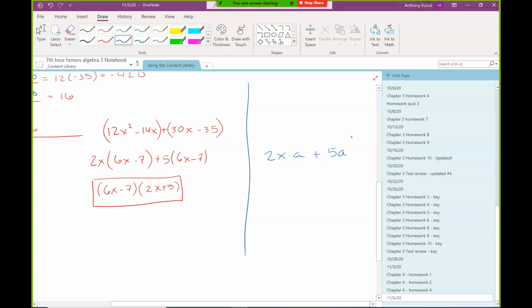So imagine I have this: 2x times a plus 5 times a. I can factor the a out to look like this, right? Well, what if a is just equal to 6x minus 7? Isn't that exactly what we did on the other side? That's it. That's all we're doing. Just the greatest common factor. But instead of it being a single number or a monomial, it's a polynomial that is the greatest common factor. But that's okay.